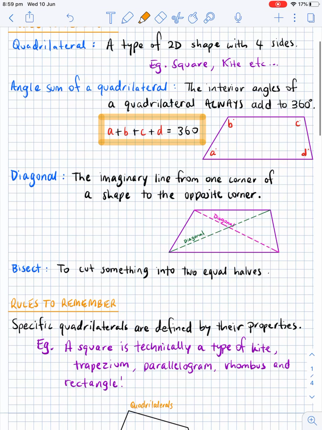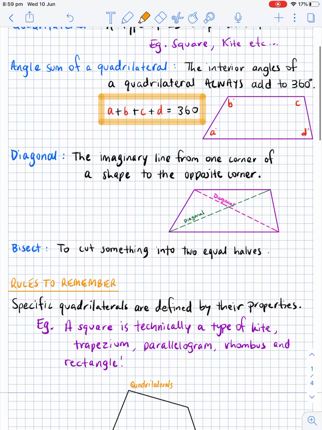A diagonal. So a diagonal is the imaginary line from one corner of a shape to the opposite corner. So like from this corner to this corner, they're opposite corners. This dotted line here, this imaginary line, that is what you call the diagonal. There's also another diagonal from this point to this point. So each quadrilateral will have two diagonals, as you can see from this diagram.